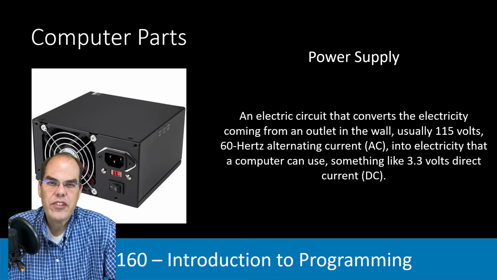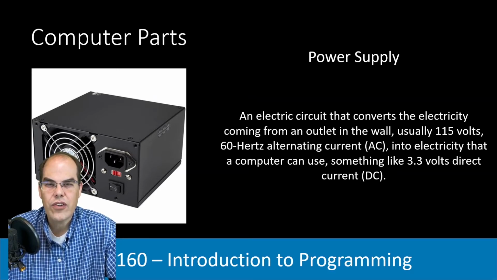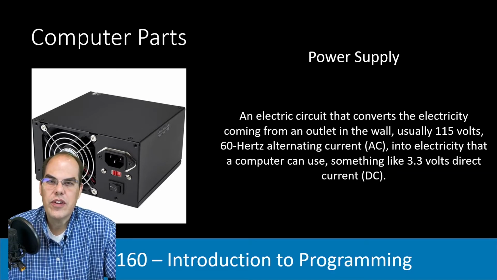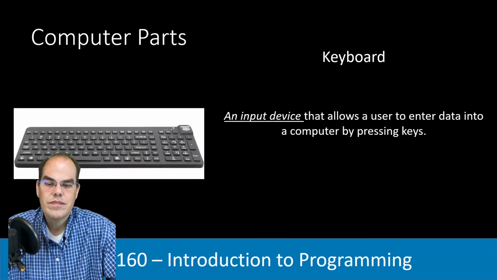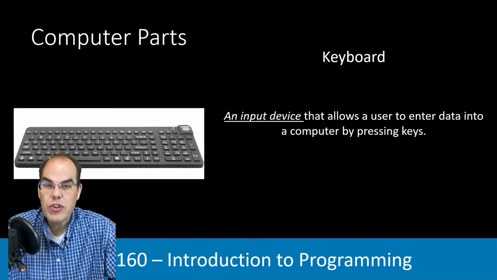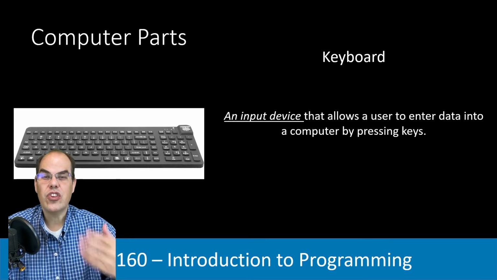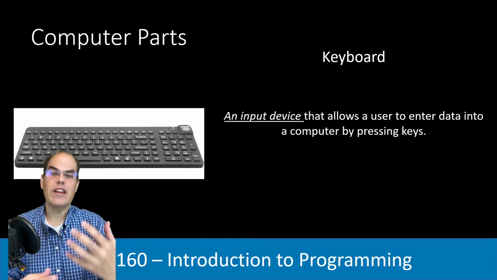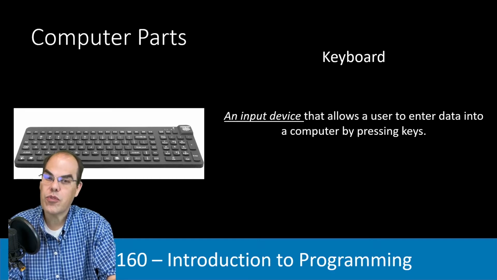Power supply. Basically, the power supply turns the alternating current that comes out of the plug in your house into direct current, which is what the computer needs for its electronics. And so the power supply does that conversion from AC to DC. Keyboard, it's an input device. It allows the user to input information into the computer through typing. So that's what a keyboard is, an input device.